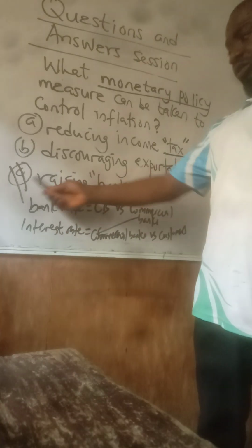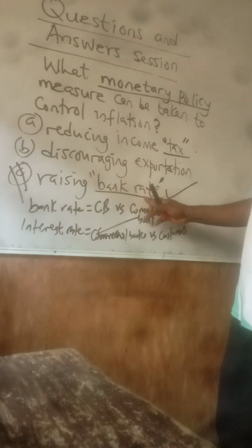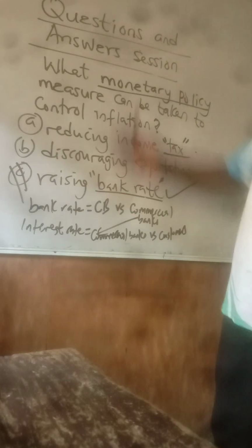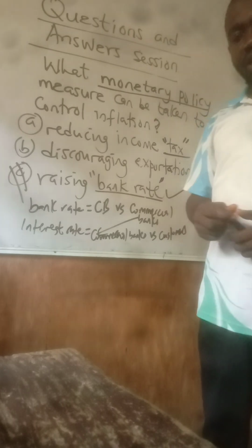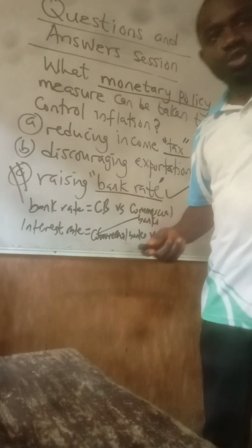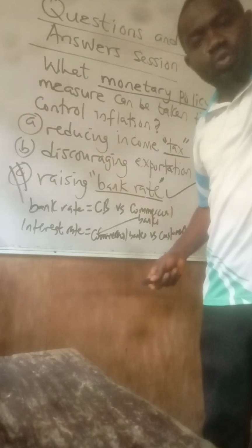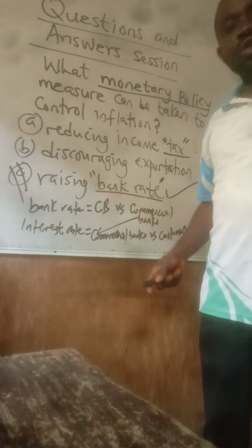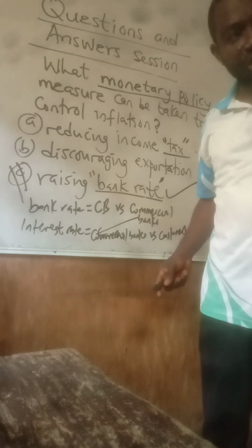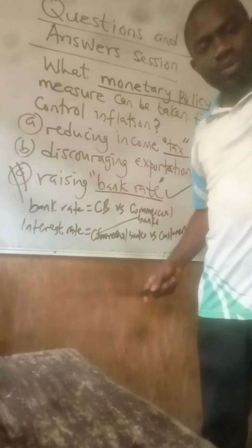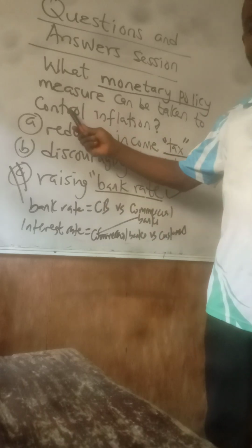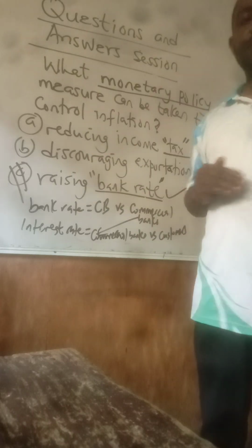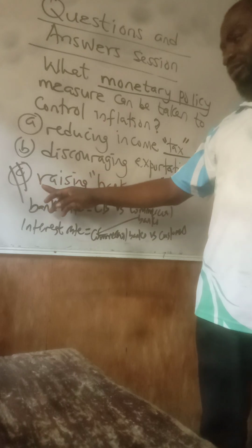So the answer to this is what? Raising the bank rate. When the bank rate is raised, it's going to discourage borrowing. And when borrowing is discouraged, it's going to reduce the amount of money in circulation. It is when there is too much money in circulation that we have inflation. So if you want to control inflation, you have to reduce the amount of money in circulation. When you reduce the amount of money in circulation, inflation will be put under control, or checked. So the answer is option C.